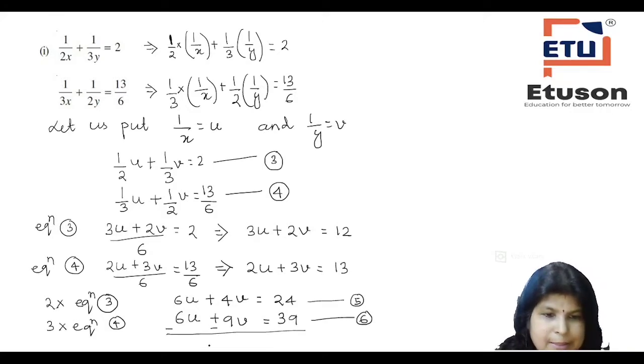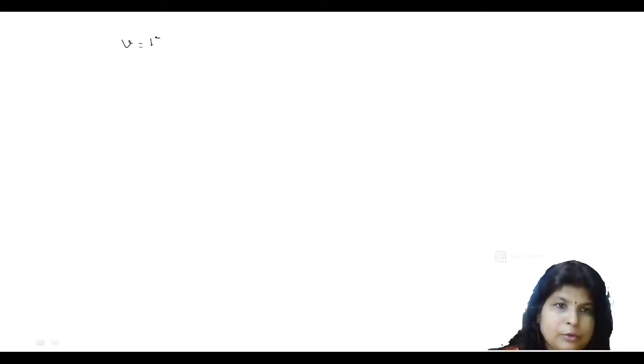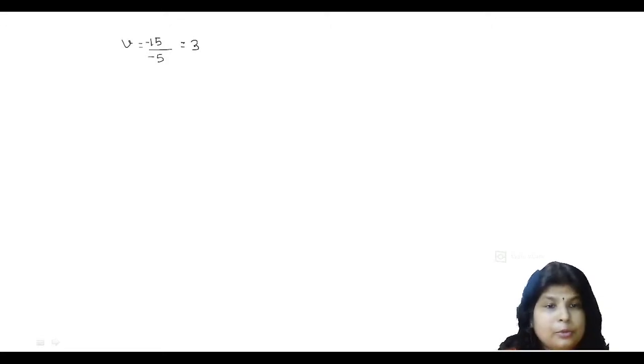If I subtract it, what I am getting: 4v minus 9v becomes minus 5v, that is equal to 24 minus 39. So that becomes minus 15. Correct. So what will be your value of v then? v will be equal to minus 15 divided by minus 5, that is 3. Correct.